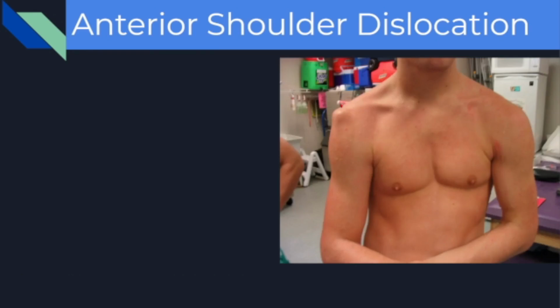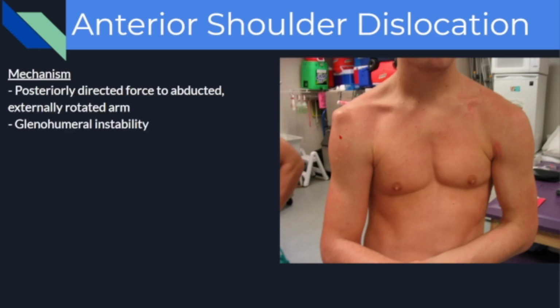These anterior dislocation patients present with a squared off shoulder, right? The acromion is very prominent right here. This is a very thin, healthy male. Not always this obvious, but when they are healthy or athletic, this is what it looks like. Usually it is a posteriorly directed force at an abducted, externally rotated arm. Imagine a baseball player or a quarterback getting hit while they're trying to throw the football.